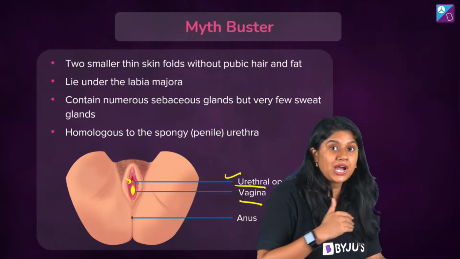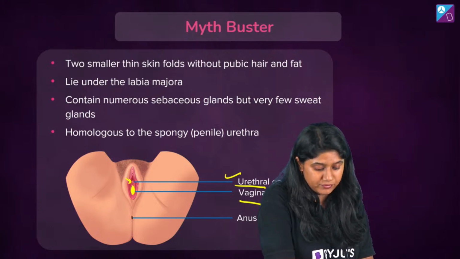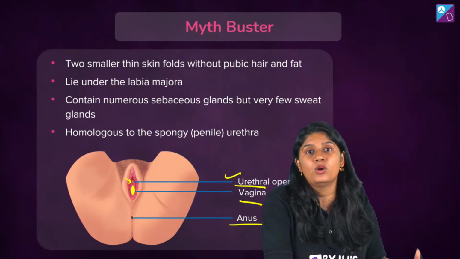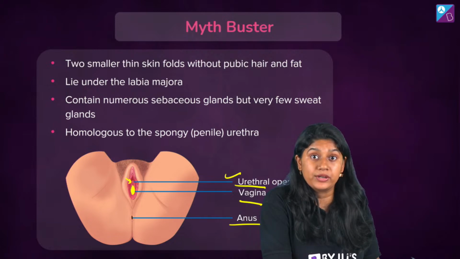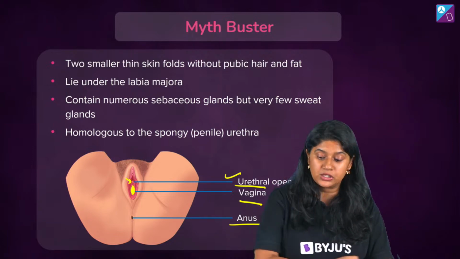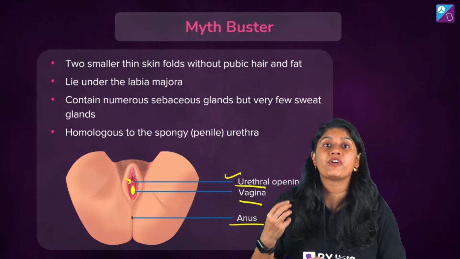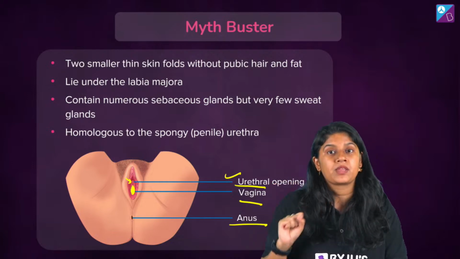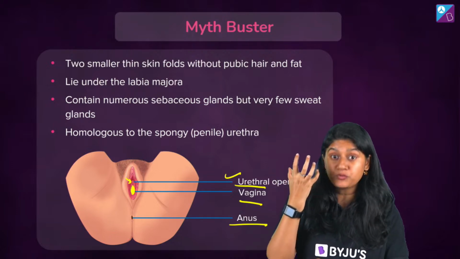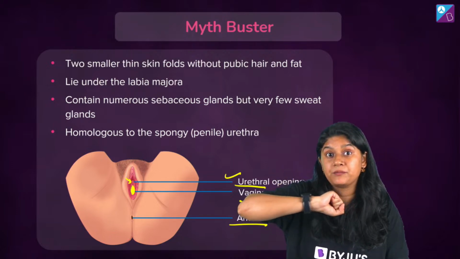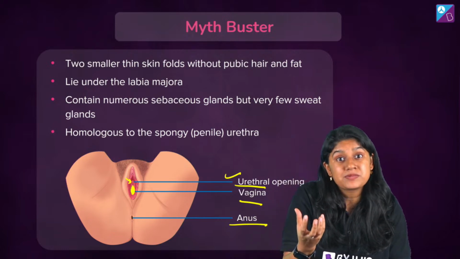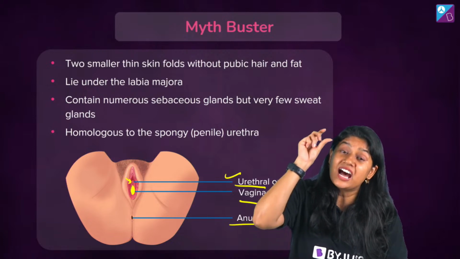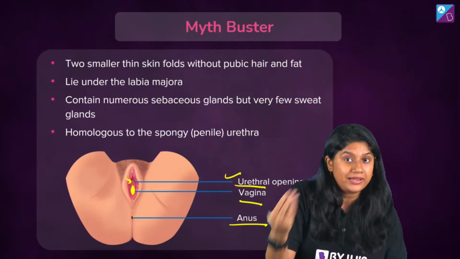Then there's the vagina, that's the second opening, and in the last we have the anus, through which the undigested food or the stool or the fecal matter will be released from the body. So if someone asks you from where the urine is released from the female body, the answer is the urethral opening. Through where the birth of a child happens, the answer will be vagina. Through where the menstrual blood comes out of the female body, the answer will again be vagina. And the undigested food is released by the anus.